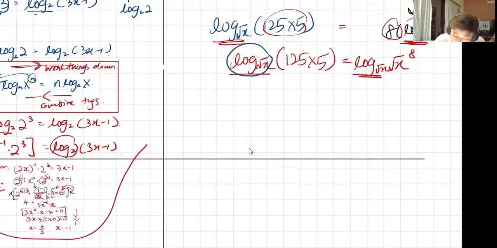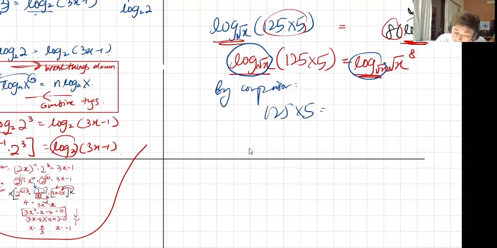Log base square root x on both sides, then something on the right. Since the bases are exactly the same, what you do is compare. 125 times 5 is equal to square root of x to the power of 8.